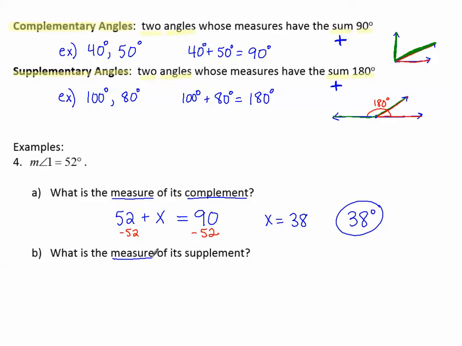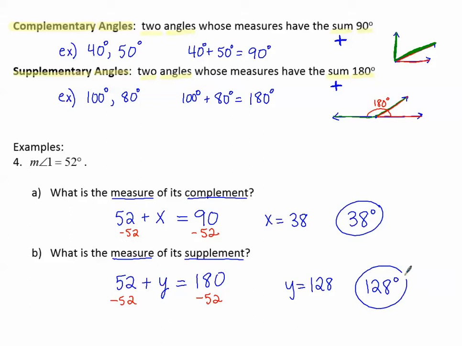What is the measure of its supplement? So remember that supplementary angles have to add up to 180 degrees. So the angle that measures 52 degrees, plus another angle, its supplement, adds up to 180. So similarly to the last time, we subtract 52 from both sides of the equation. y equals 128. So the measure of its supplement is 128 degrees.